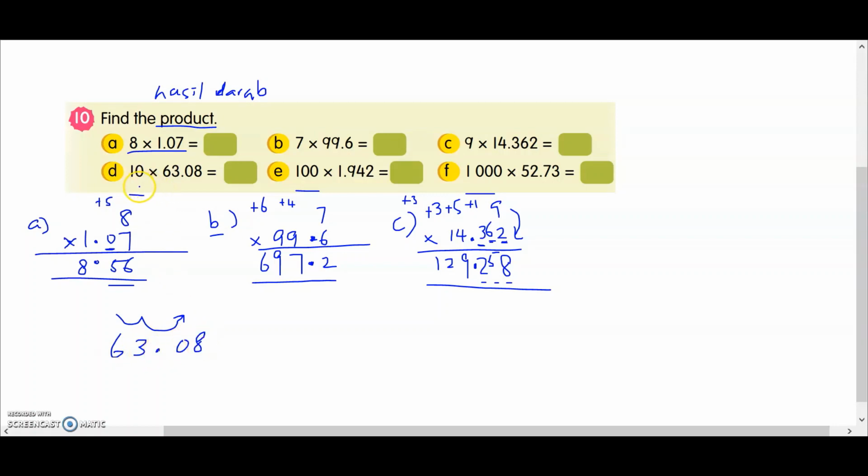Okay, so the first one is 63.08. Now we times 10. In 10, there's only 1 zero. So we move 1 time to the right. So this point here, move 1 time to the right, it will be here. So this point is no longer here. So your answer is 630.8. This is D.